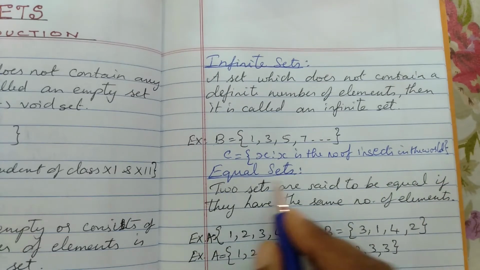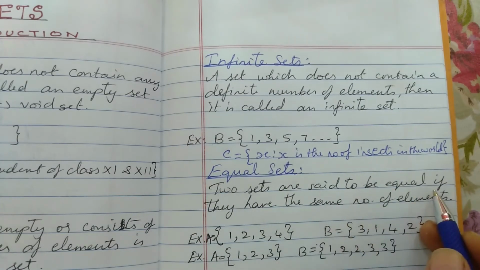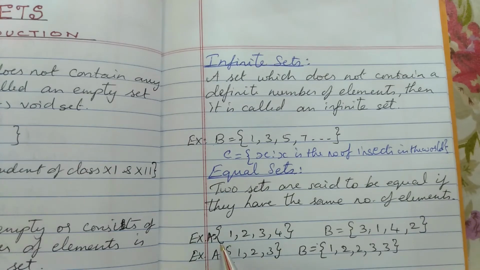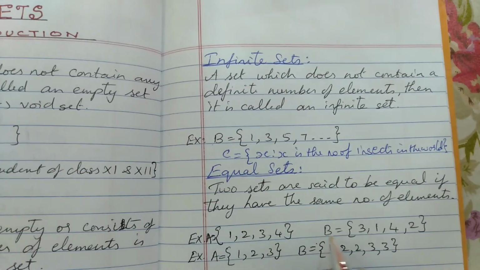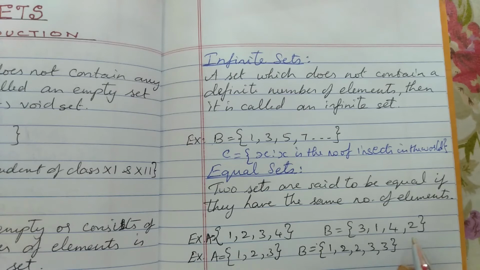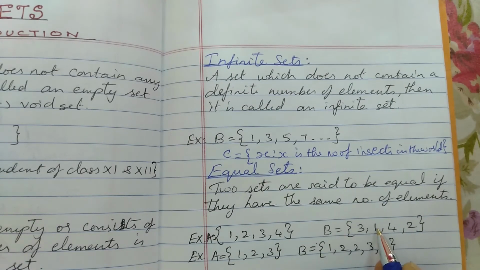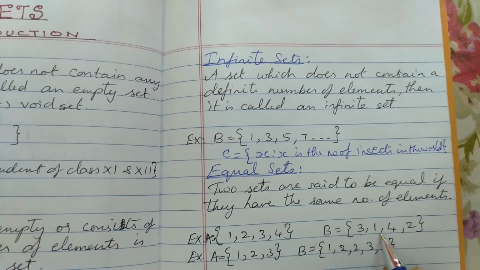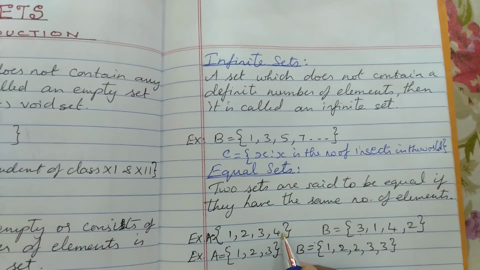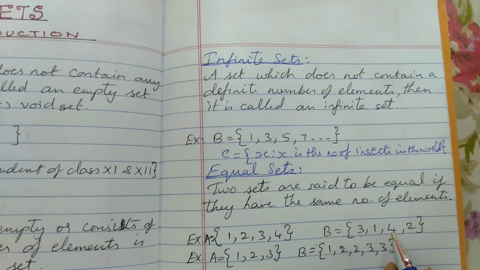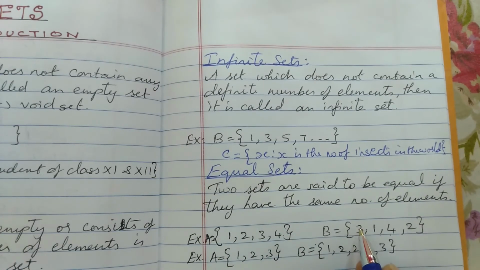The next one is equal sets. Two sets are said to be equal if they have the same number of elements. For example, set A has 1, 2, 3, 4 and set B has 3, 1, 4, 2. Now if you see, you have 1, 2, 3, 4 here, and here also you have 1, 2, 3, 4. This means that all the elements from set A are there in set B also. Okay, nothing is more or nothing is less. So this means both the sets A and B are equal.